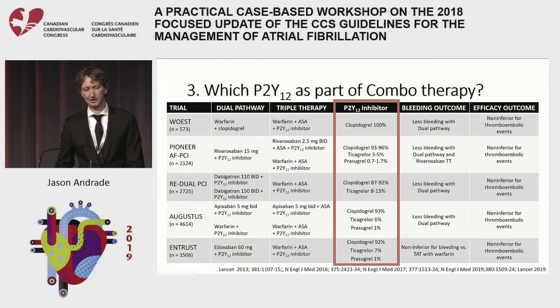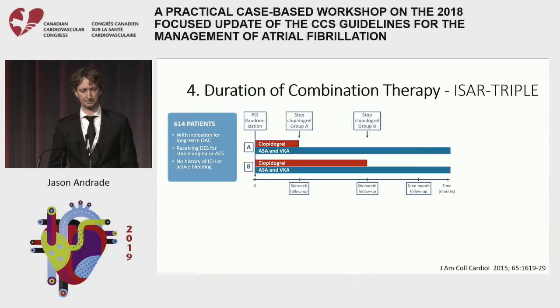On the flip side, we recommend that clopidogrel be the preferred antiplatelet agent used in combination therapy. So this is just an overview of all of the different trials. You don't need to look at that necessarily, but typically more than 90% of the studied regimens were clopidogrel based. So the idea that we can use ticagrelor is a bit challenging because it was used in around 5 or 6% of all of these studied patients. Prasugrel's even less. So it's hard to know if that bleeding benefit holds when we're using things like prasugrel or ticagrelor.